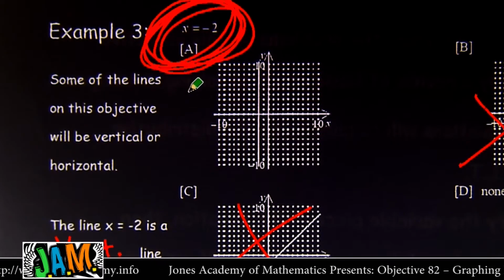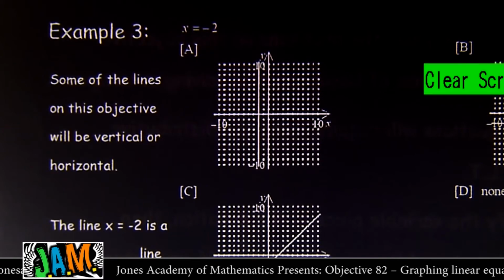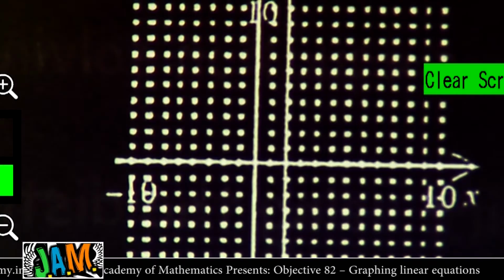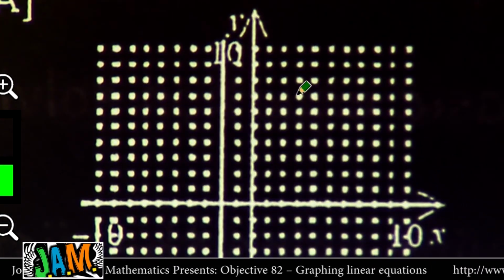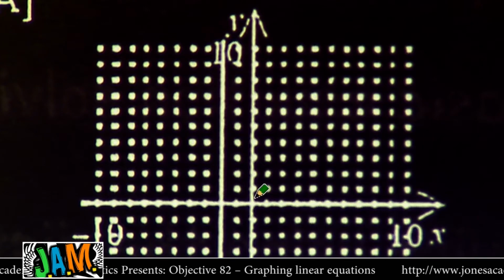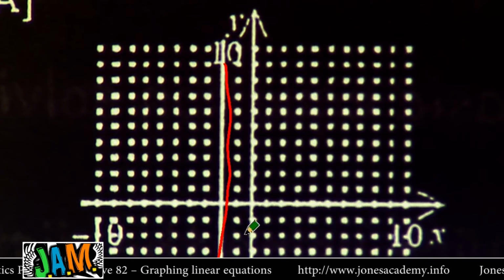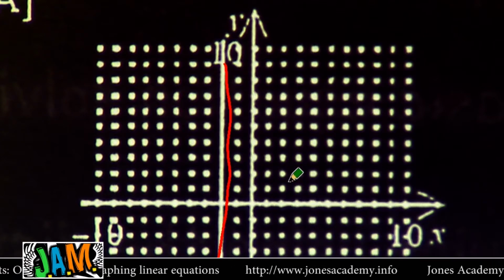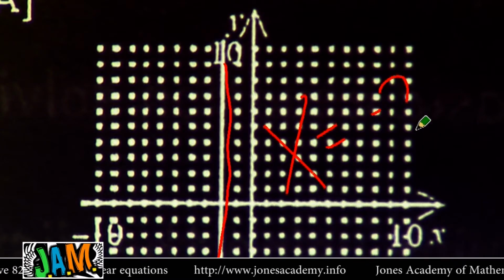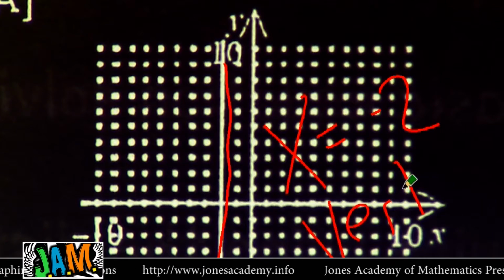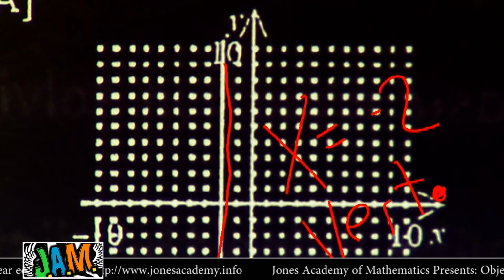When it says x equals negative 2, we have to make sure that the line is crossing through negative 2. And that's what it's doing, right? This is the axis right here. So here's negative 1, negative 2. Here's the line right there. It's crossing through at negative 2. x equals negative 2, vertical. Remember, if it said y equals, it would be horizontal.